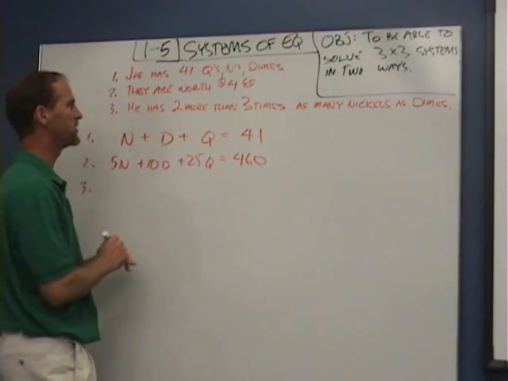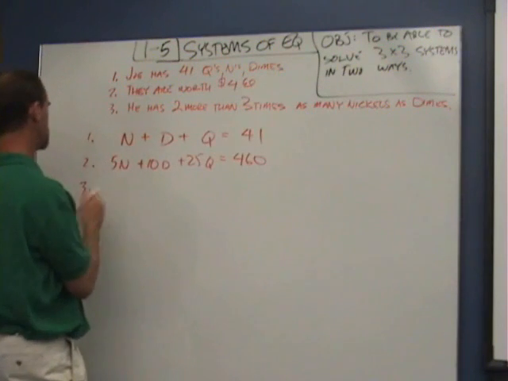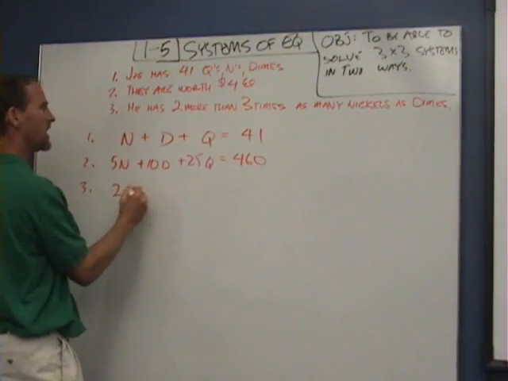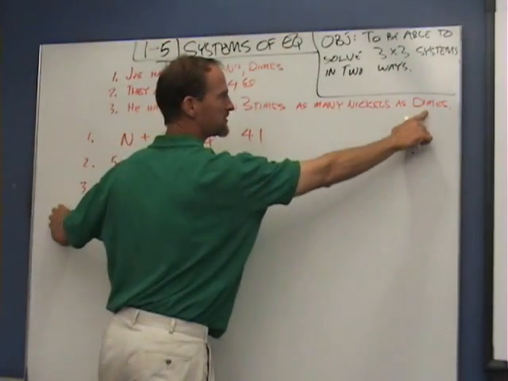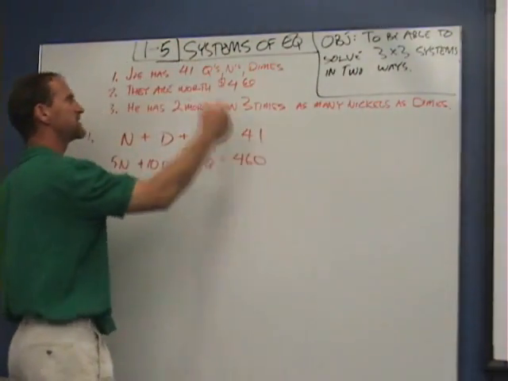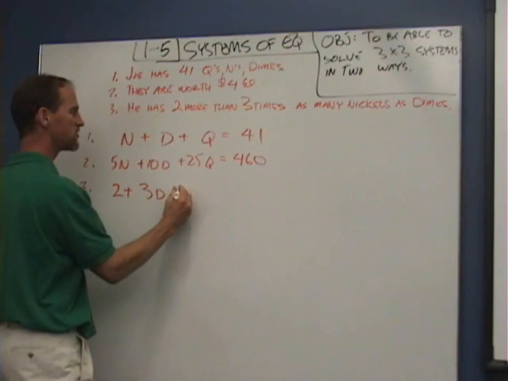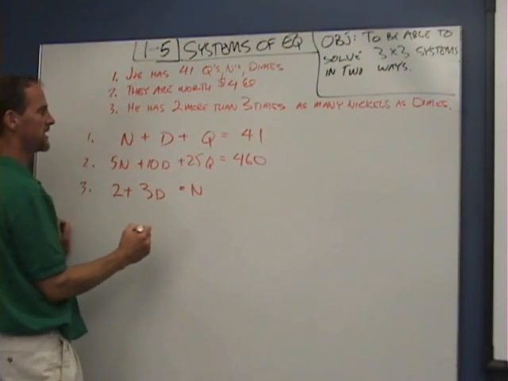All right, you did that? I hope you did. Turns out the equation is going to be 2 + 3D, because I've got to take the small number of dimes and multiply them by 3 and then still add 2 more to be equal to the number of nickels, all right?